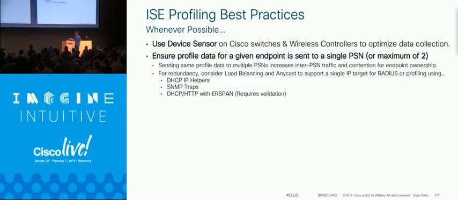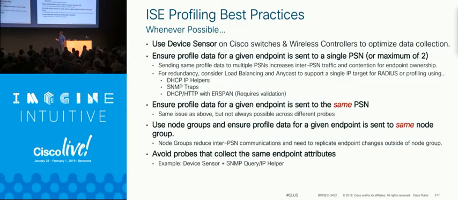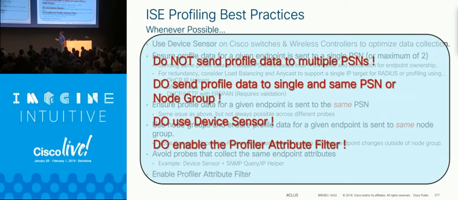So the recommendation is to use a device sensor, right? Ensure that profiling goes to the same single PSN that we talked about. You can have a maximum of 2 PSNs, and ensure that the profile data is sent to the same PSN, right? I'm not going to read through all of that, but what you can remember here is, do not send profile data to multiple PSNs. Do not send data to a single, same PSN all the time or to the node group. And yes, do use device sensor and enable the profile attribute filter that we talked about, so it doesn't replicate everything on the network, just the significant attributes.